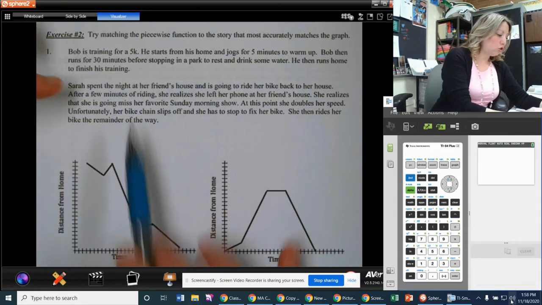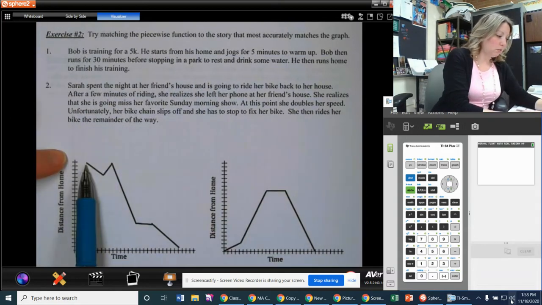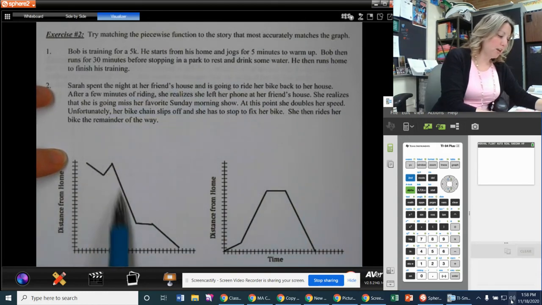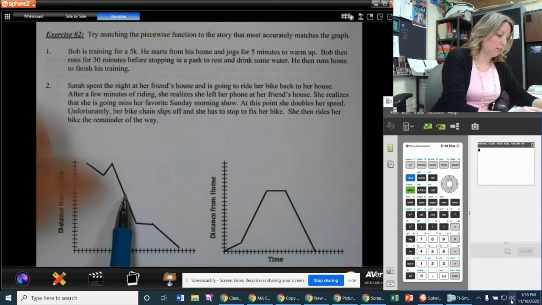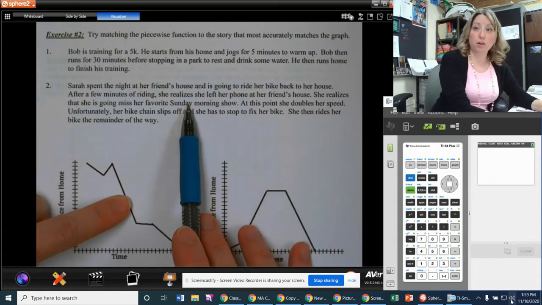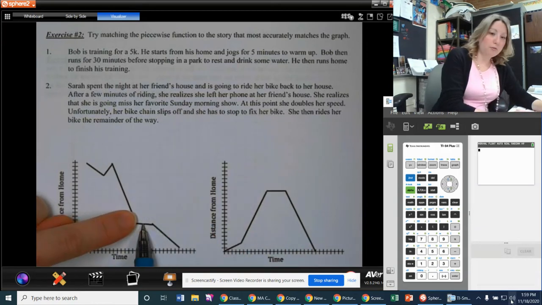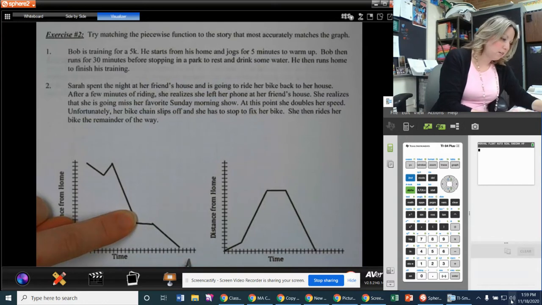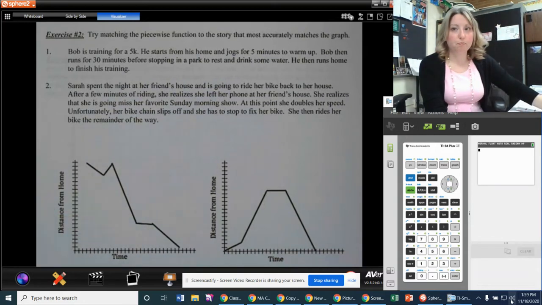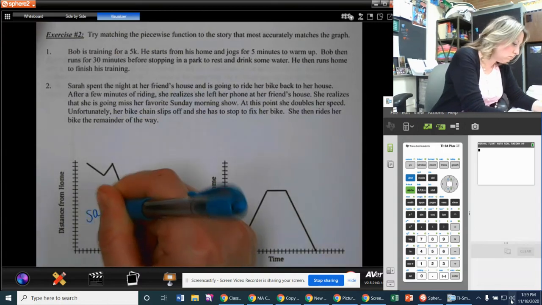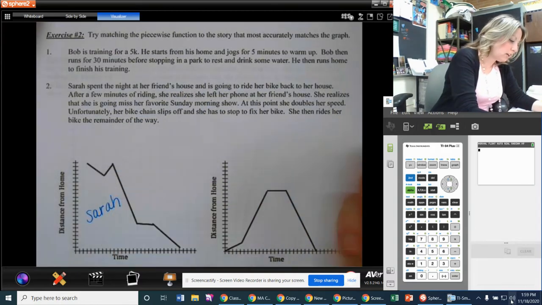Whereas Sarah started at a friend's house, starts biking home, realizes she left her phone there, goes back. So 2 journeys. Then starts biking fast. There's her 3rd journey, right? Because she doesn't want to miss her favorite Sunday morning show, obviously. Then her bike chain slips off, so she doesn't change her distance to home here, and then bikes the remainder of the way home. So here is Sarah, and here is Bob.